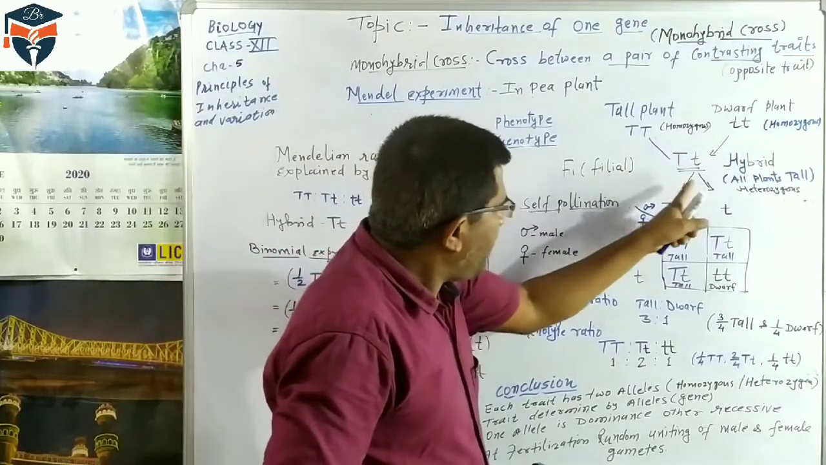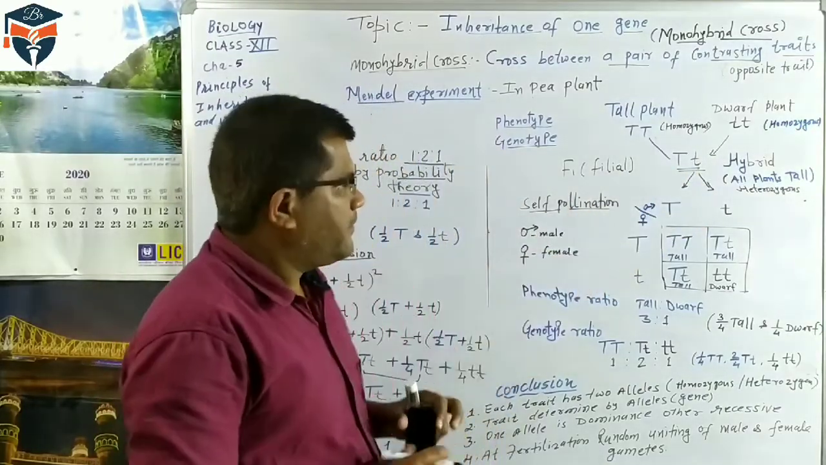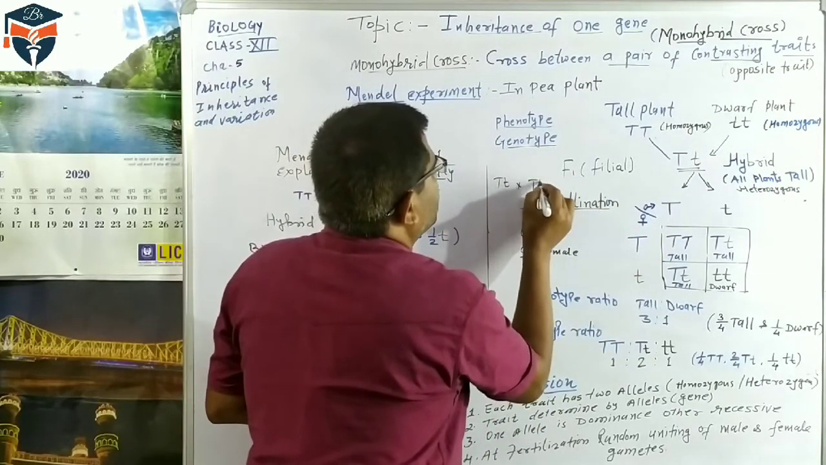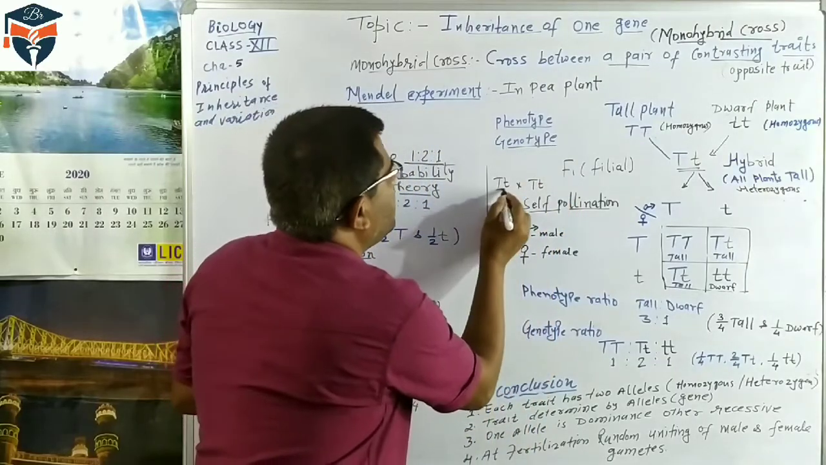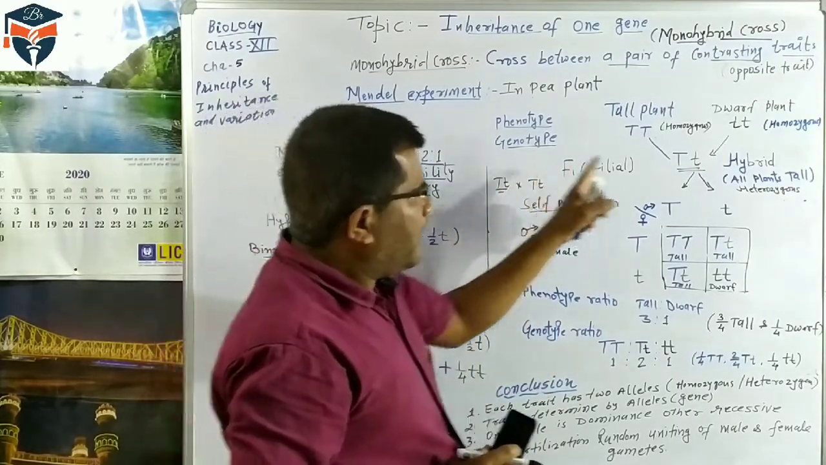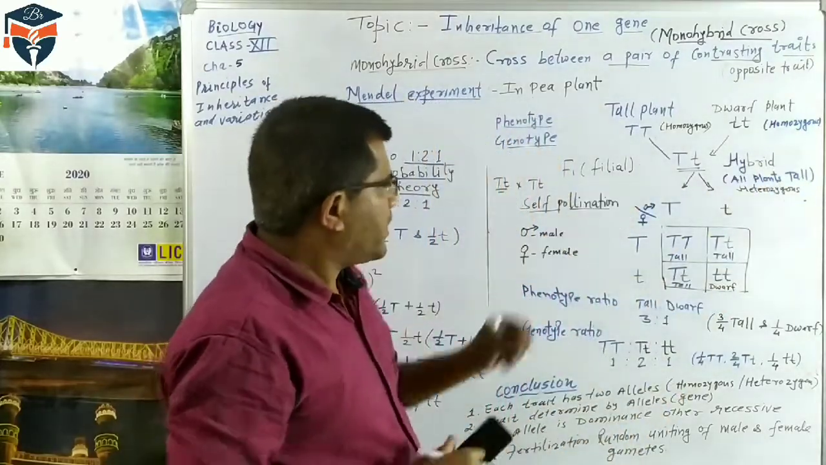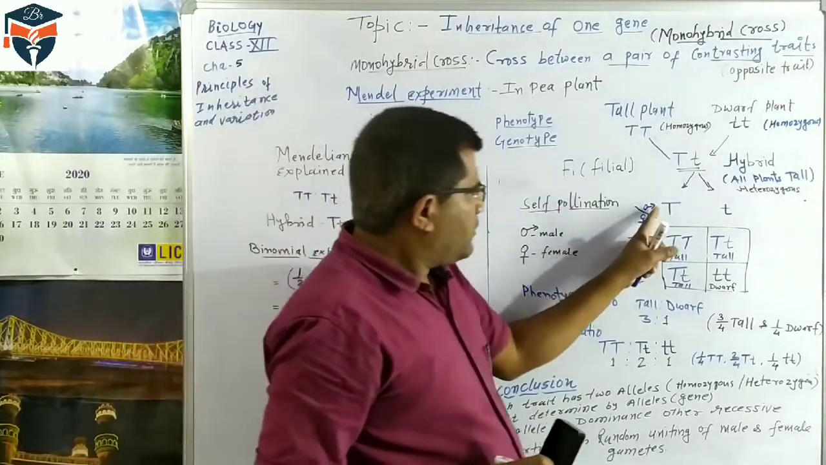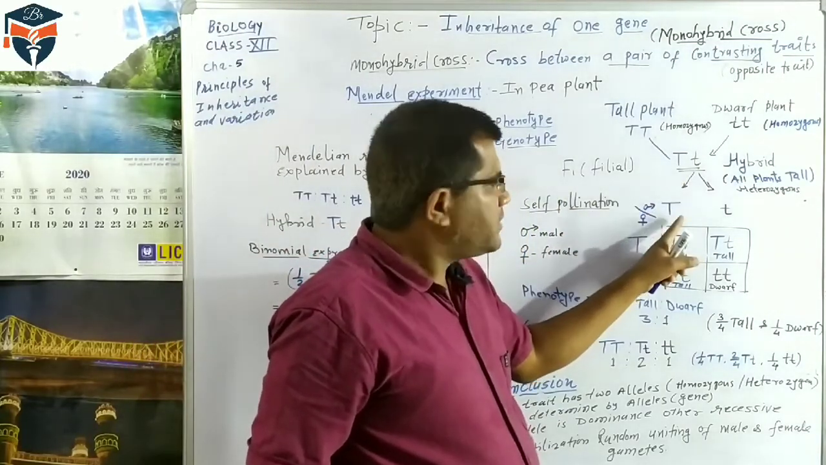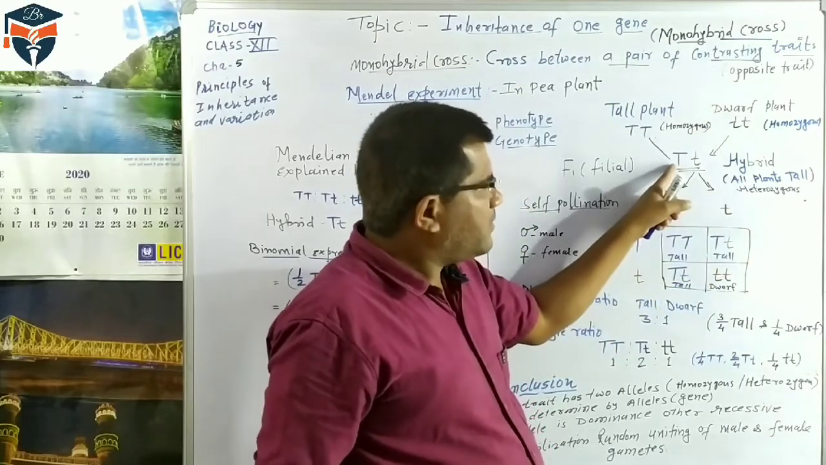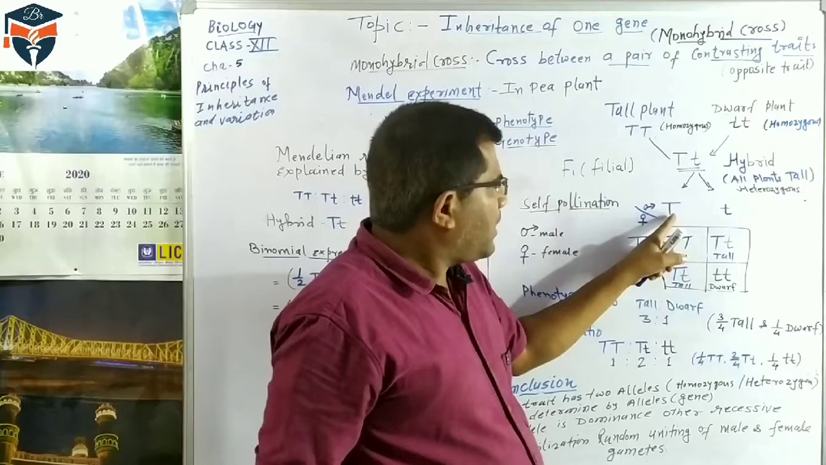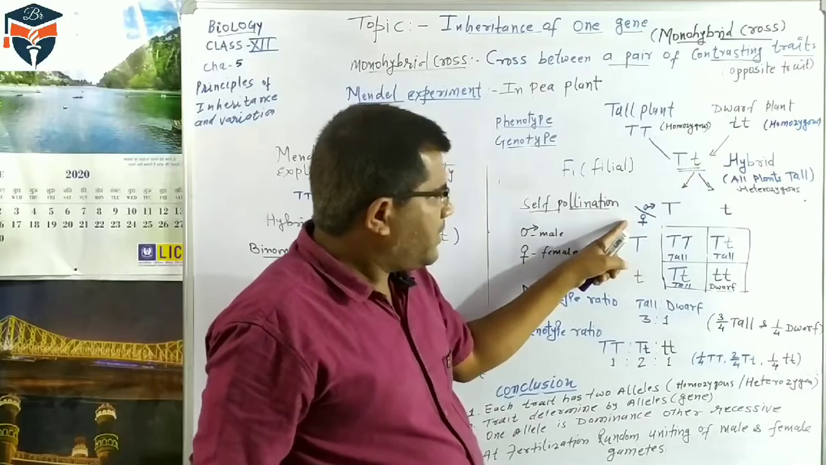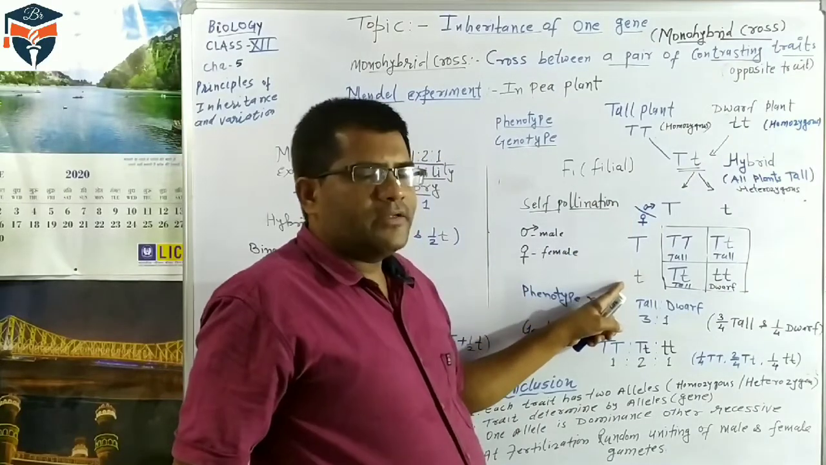So when the F1 hybrid gets self-pollinated, capital T small t is a hybrid, and another hybrid of such type is also taken. When self-pollination occurs, this is the male hybrid, with alleles capital T and small t. I have taken the same capital T and small t alleles of the male. And the other hybrid is a female hybrid, whose alleles are capital T and small t.